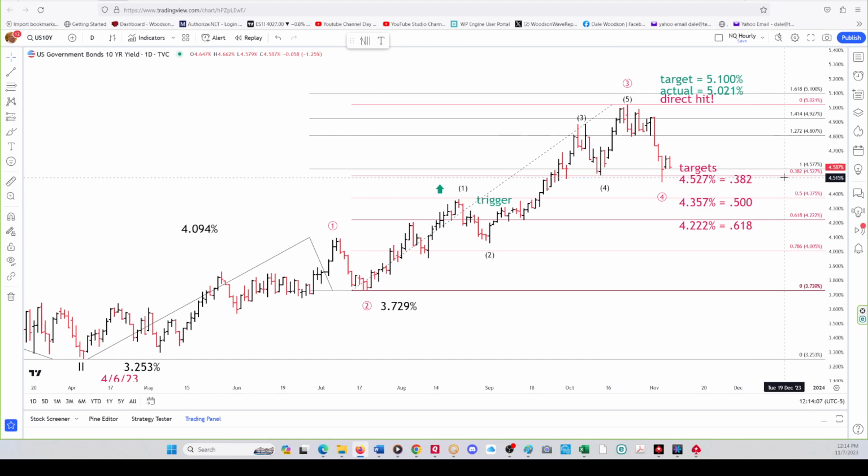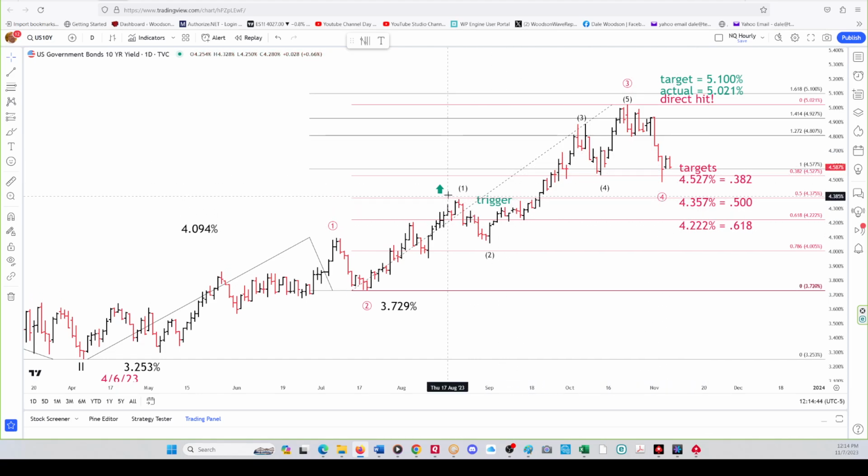The 382 is 4.527. The 50% is 4.357. And the 618 is 4.222. Okay, and our wave 1 high is back here at 4.094. That should hold any decline in the fourth wave, as it should not go below the first wave high. And our current low so far is a 4.484, which was on Friday, the 3rd of November. So that's what we're looking at in bonds.